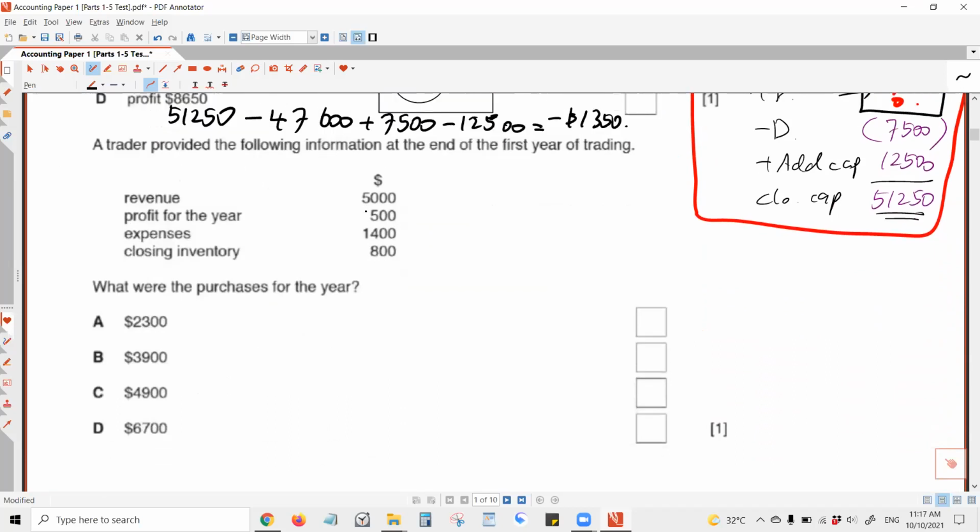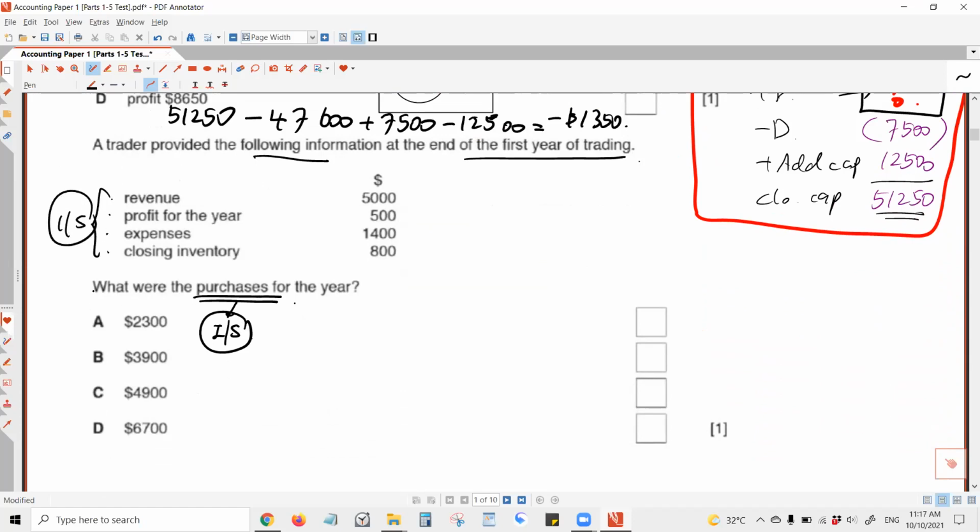Okay, what were the purchases for the year? This time they're asking you for a missing figure known as purchases that appears in the income statement. Agree? Purchases appears in the income statement. Provide the following info at the end of the first year of trading. If you notice, all these items are in the income statement.